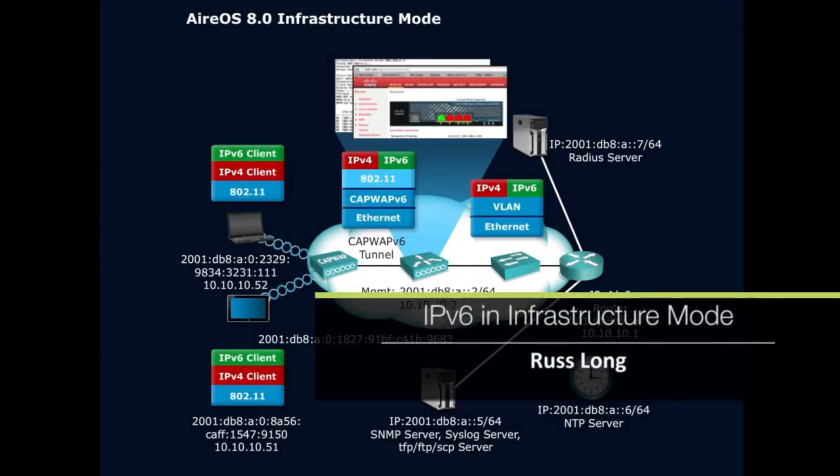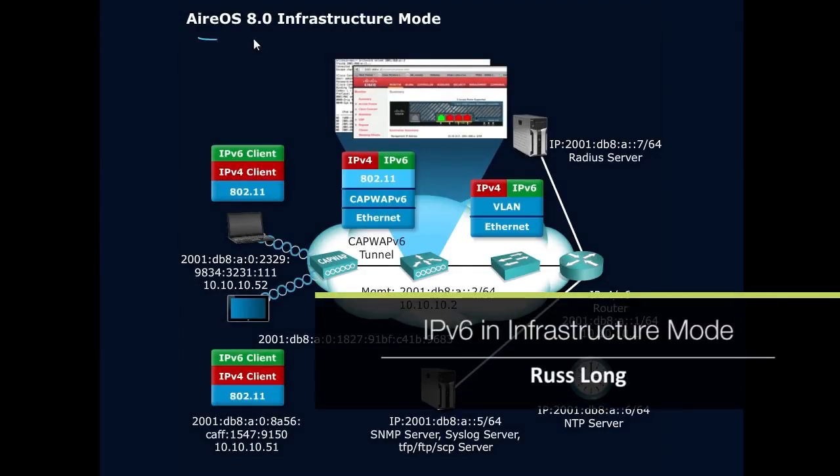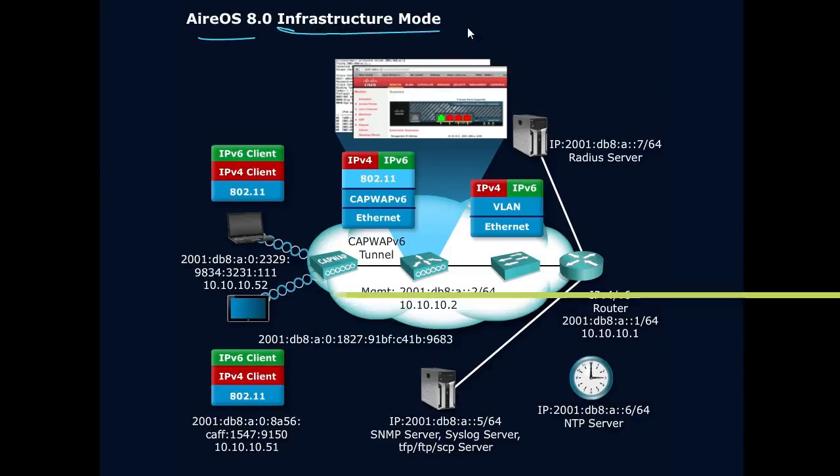Let's talk for a moment about AirOS 8.0, version 8.0, the infrastructure mode. As you can see for IPv6, we can have an IPv4 client or IPv6 client using 802.11. That doesn't change. We can even have them dual stack, so running at the same time, this client could have IPv4 connectivity and IPv6 connectivity. So dual stacked. We also have the entire feature set here for CAPWAP version 6 in 8.0.